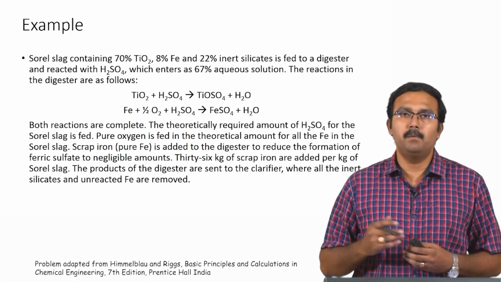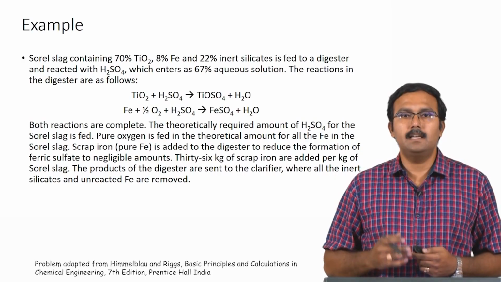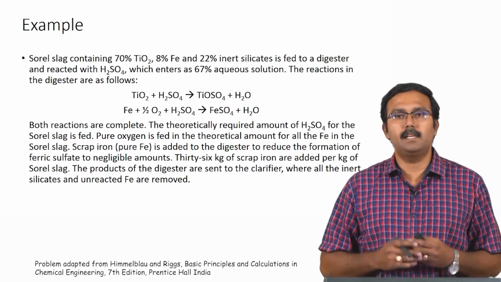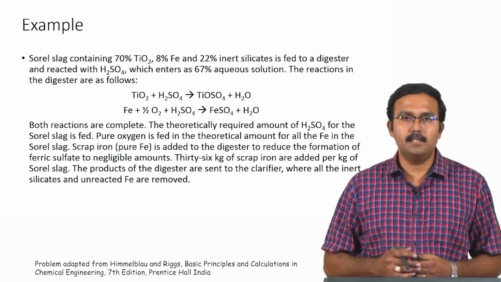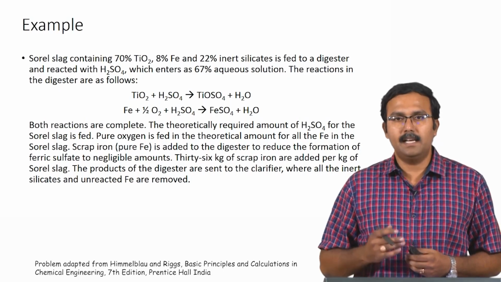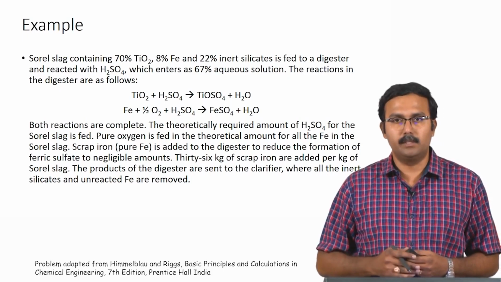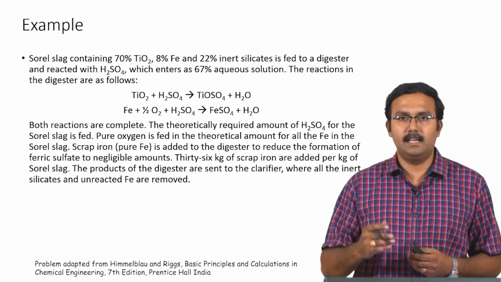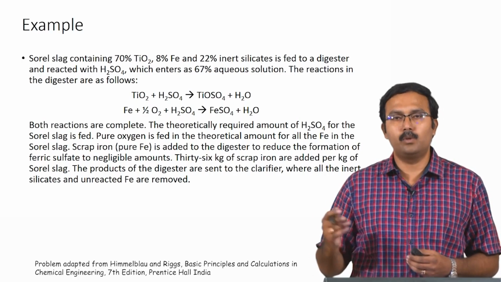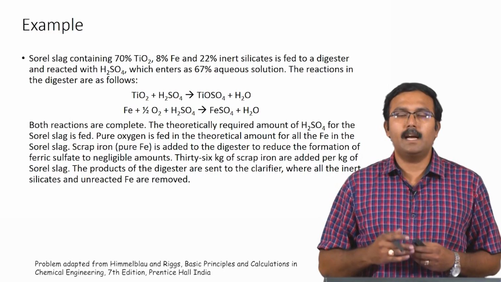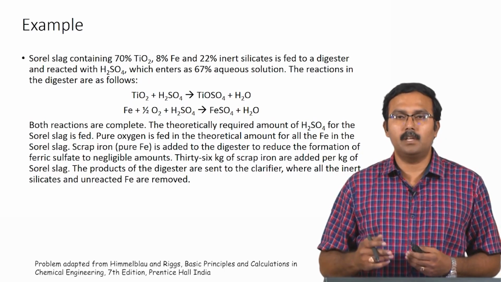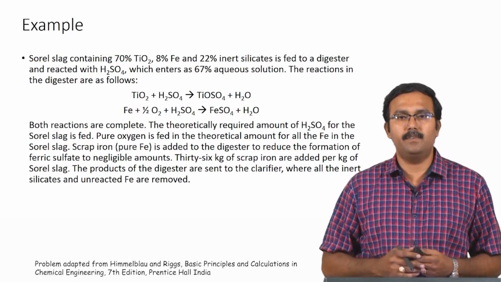So, the example problem states that sorrel slag containing 70% titanium dioxide, 8% iron and 22% inert silicates is fed to a digester reacted with sulfuric acid, which enters as 67% aqueous solution. The reactions in the digester are given, where titanium dioxide reacts with sulfuric acid and iron also reacts with sulfuric acid. Both reactions go to completion. The theoretically required amount of sulfuric acid for the sorrel slag is fed.